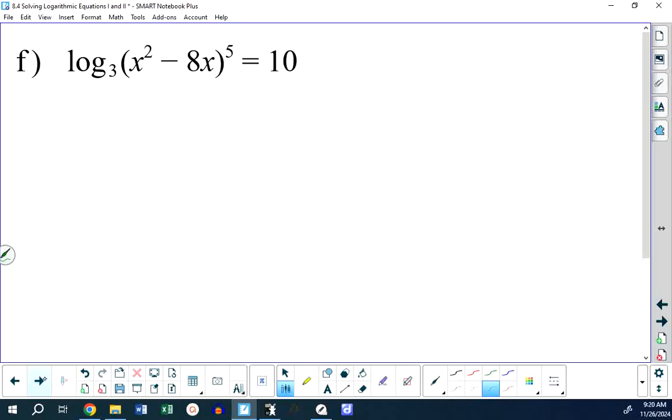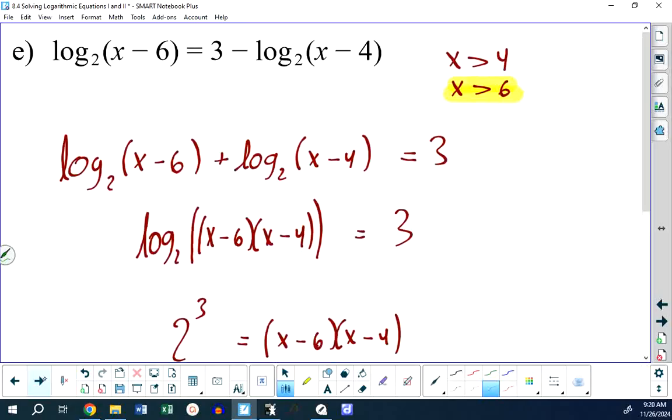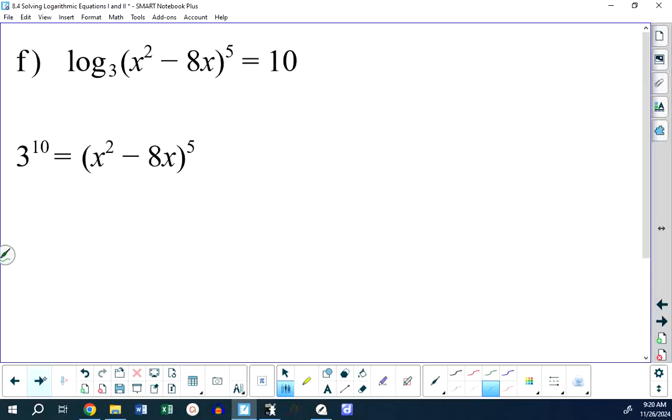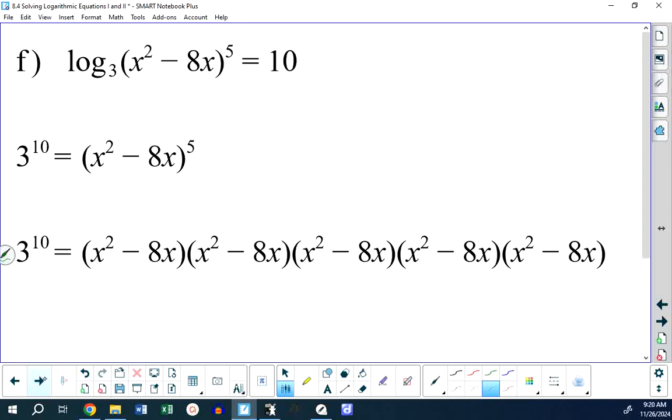All right, so don't write anything down just yet for this question. If we do with this what we did here, which is to have a single logarithm equal a number and write it in exponential form, then it becomes this. Do you agree? How would we solve this? Well, this is a polynomial equation. You would have to take x squared minus 8x times itself 5 times. And then you'd have to figure out what 3 to the 10 is.